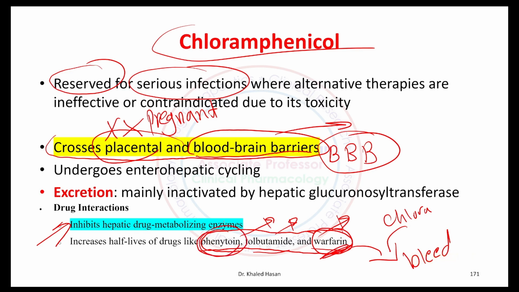What happens with phenytoin? Phenytoin is used for epilepsy. So if the patient comes to the clinic with a history of epilepsy treated with phenytoin, and you place the patient on chloramphenicol to treat a serious infection, the level of phenytoin will increase, and the patient will suffer from severe adverse reactions. So we have to take the drug history into consideration when prescribing chloramphenicol. Patient education is one of the important steps when you prescribe medication.